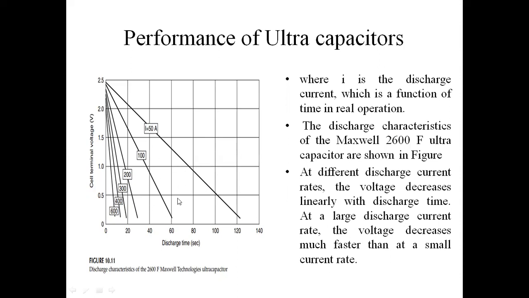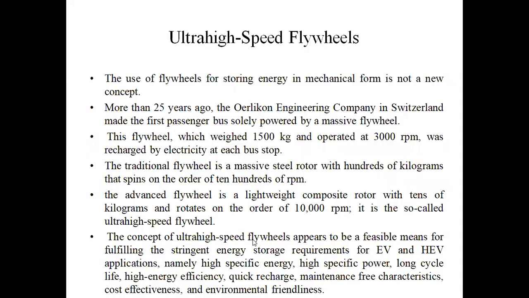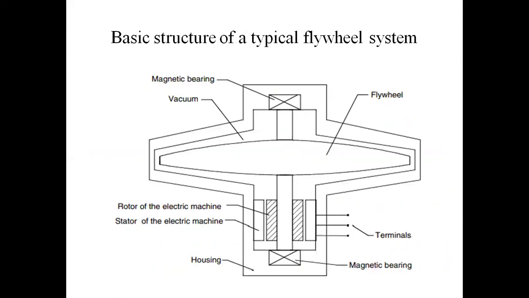Ultra capacitor and battery differences: the ultra capacitor discharges in seconds, while the battery discharges in hours. Next, the third energy storage system is the flywheel, the ultra speed flywheel. This is the circuit diagram, the basic structure of a flywheel.